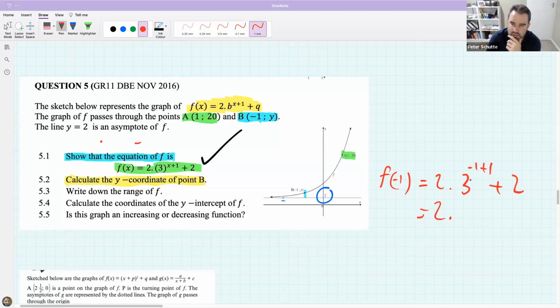But now I know anything to the power of 0 is 1. So that becomes 2 times 1, so 2 times 1 plus 2, and that becomes 4. And so B must be the point (-1, 4).